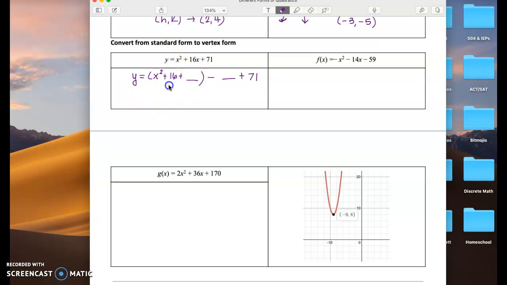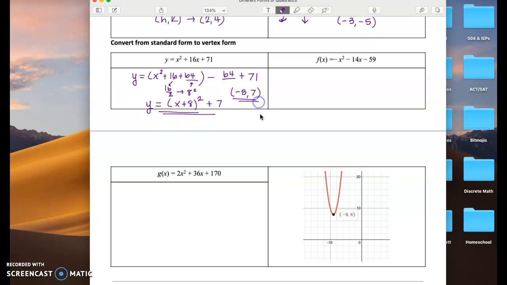So half of 16 is 8, and 8 squared is 64. I'm going to add the 64, but I also have to subtract it here. And then we're going to simplify. So this would be (x plus 8) quantity squared, and then negative 64 plus 71 is going to be a positive 7. So without graphing, I know the vertex of this parabola is going to be at negative 8 because I take the opposite of the 8 and then positive 7. So this is vertex form.